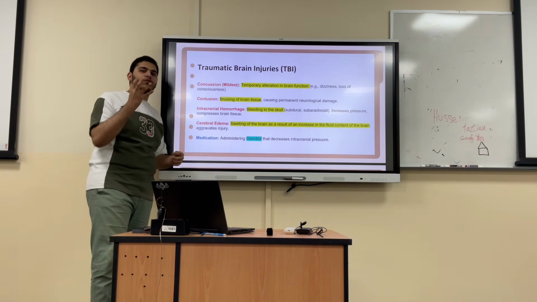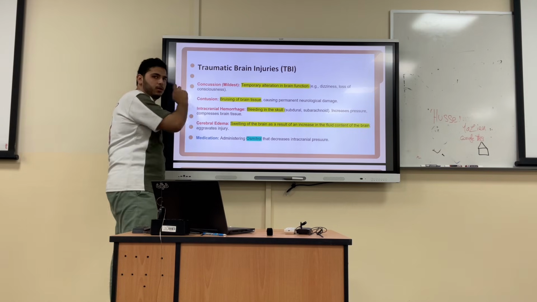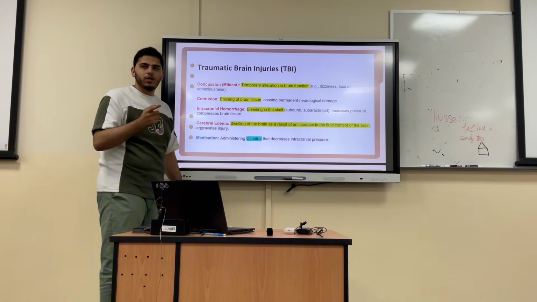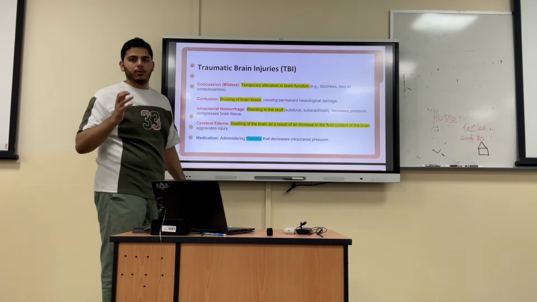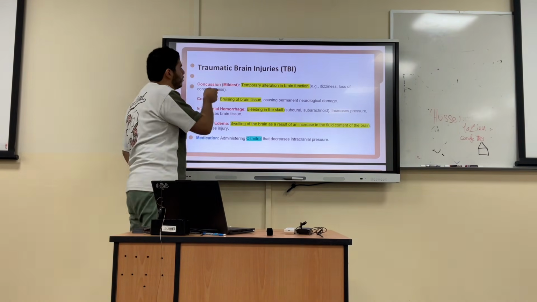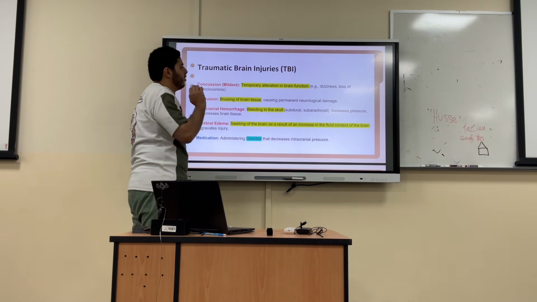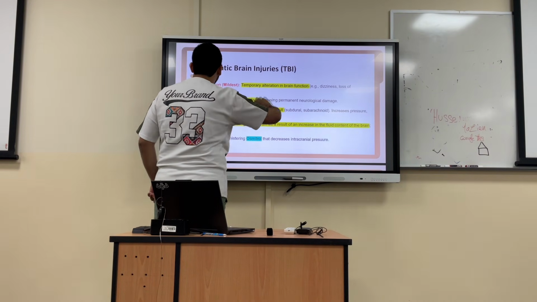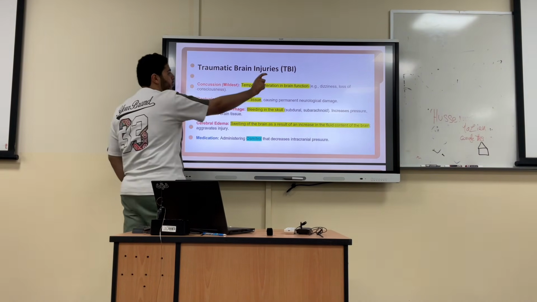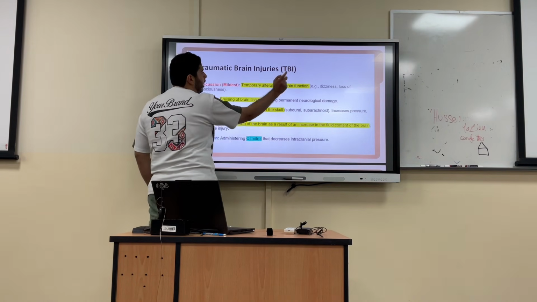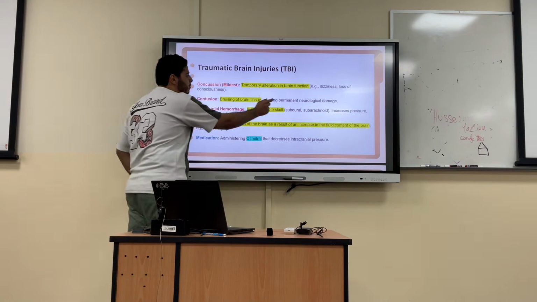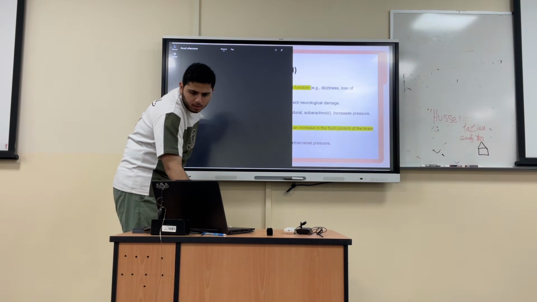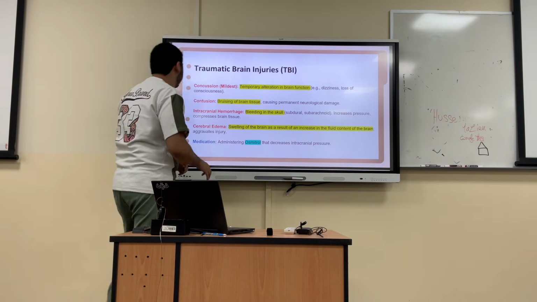There are 4 types of traumatic brain injuries: the concussion, the mildest one, the contusion, intracranial hemorrhage, and cerebral edema. Okay? The concussion, the mildest, is a temporary alteration in brain function. Temporary, not permanent, okay? Dizziness, loss of consciousness. It's the opposite of the contusion, as we said later. Focus on this: it's temporary. The contusion is a permanent neurological damage, which is important. Sorry guys. Okay, let's proceed.